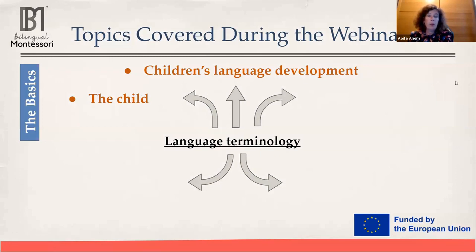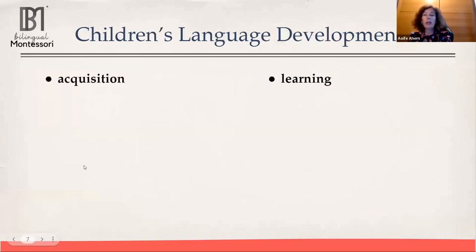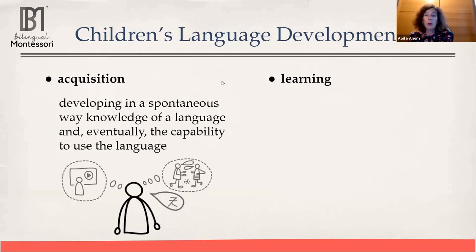Another area I mentioned that we'll be dealing with is language development. So really, really important is the distinction between acquisition and learning. It's really important for everybody involved with children to understand this distinction. So acquisition of a language, or language acquisition, refers to processes in which the individual develops in a spontaneous way knowledge of a language and eventually the capability to use the language.